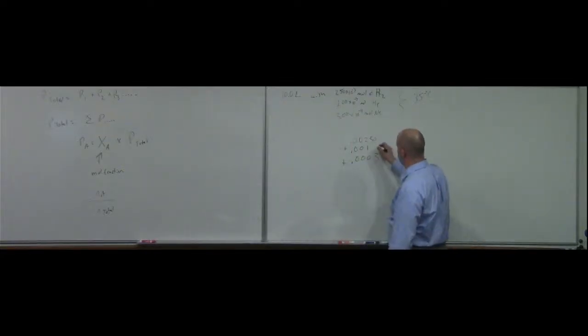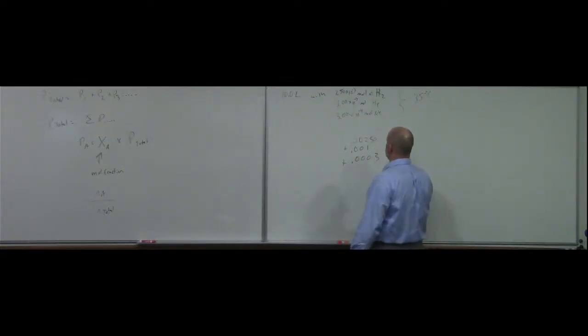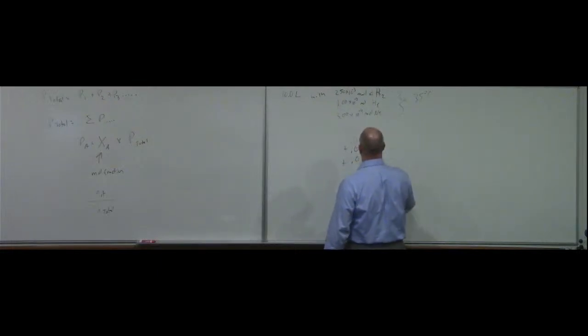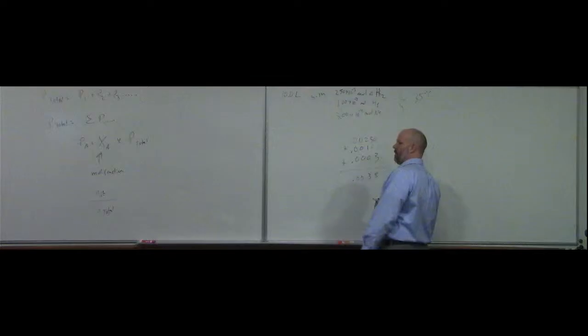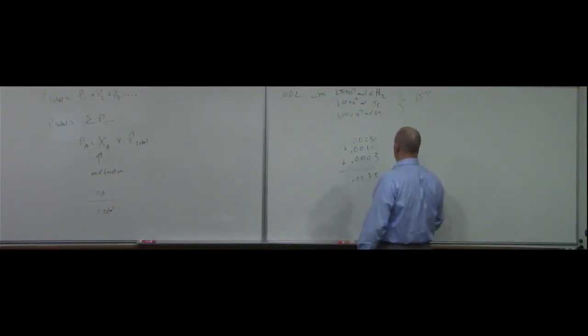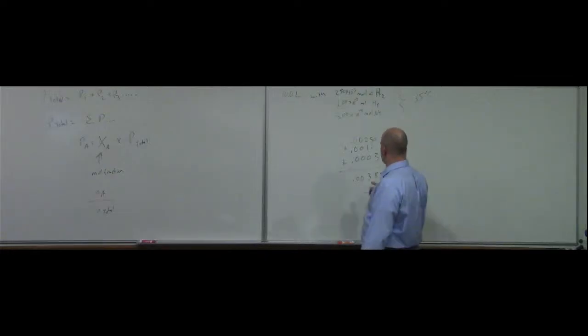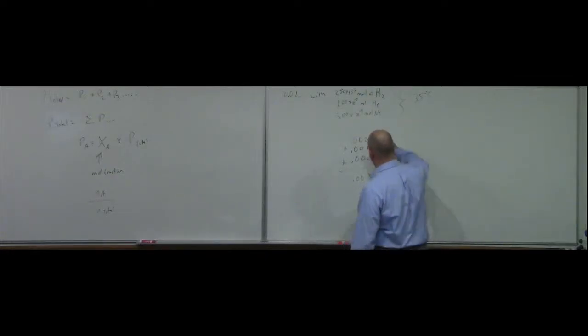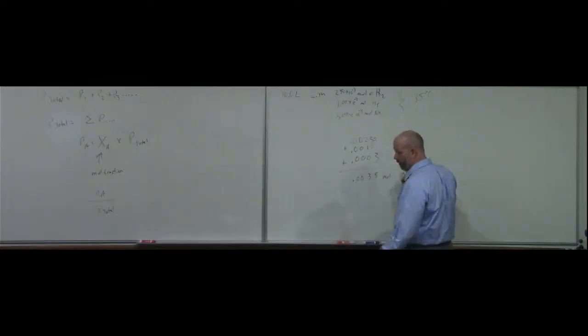I see, right? Okay. So if I go ahead and add all this up, I get 0.0038. See, right? It's the number of moles. So to find out any one, I just need to divide the amount it represents by the whole thing.